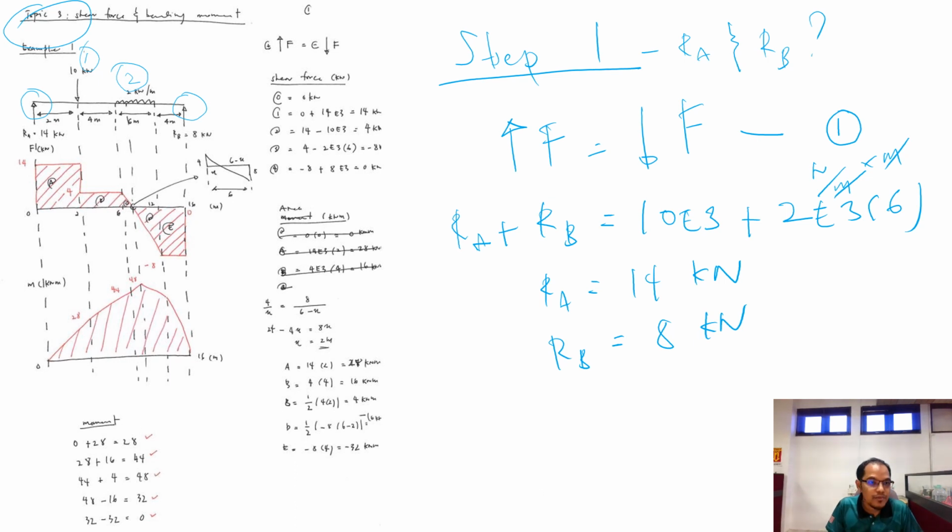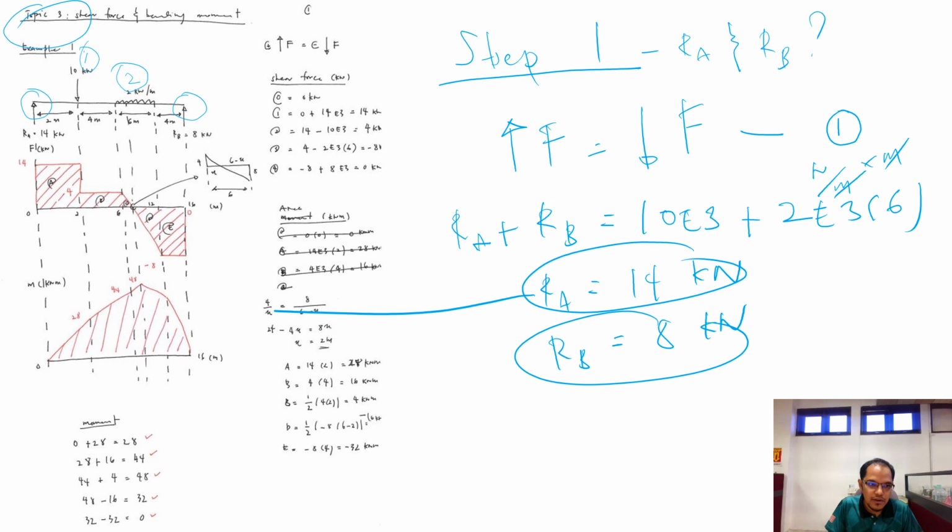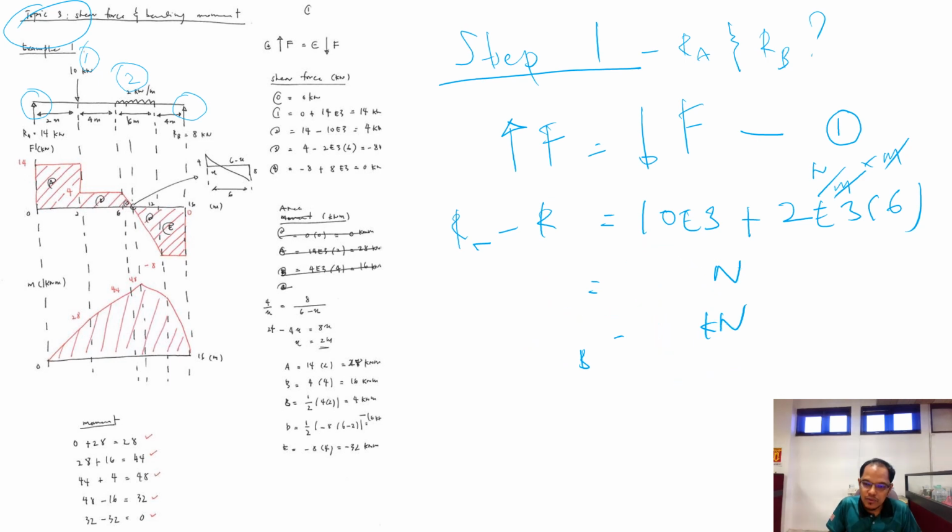Okay. So the first step done. So we managed to get RA and we managed to get RB. And this is RA and this is RB. Clear? So we done step 1. So we're going to proceed to the step 2.